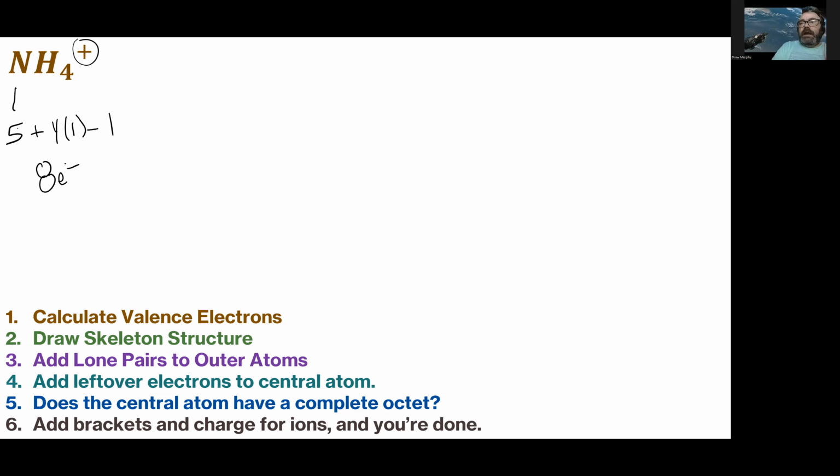Okay. Hydrogen and fluorine are never the central atom, so this means nitrogen has to be the central atom. It's going to have 4 hydrogens stuck to it, like so. All right, that was 8 electrons. We have none left over. So, okay, we don't need to do that.